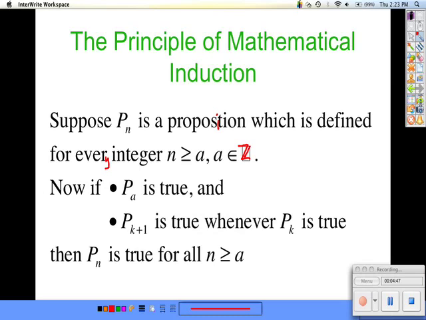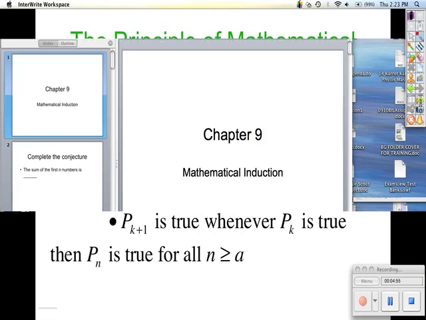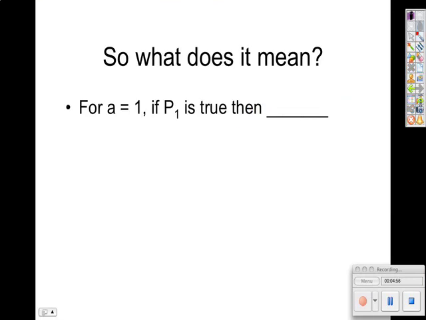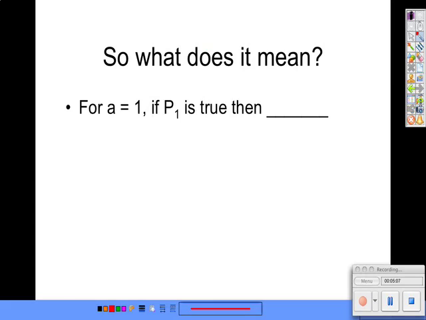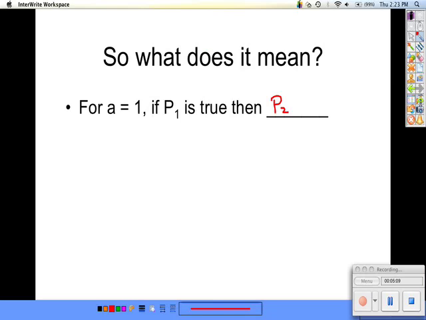So what does that mean? What that means is that if a is 1, if P sub 1 is true, then P sub 2 is true. And if P sub 2 is true, then P sub 3 is true. And so on and so on and so on. If we've shown that in general k plus 1 is true when k is true, we've shown that everything after 1 is also true.